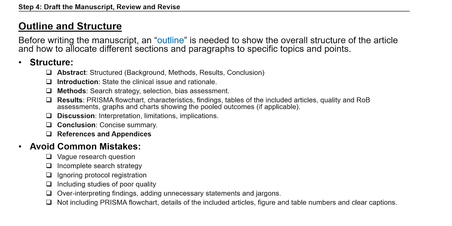We should avoid some common mistakes, and we all have seen this in the literature, even those that are peer-reviewed and published. A vague research question is a killer. Incomplete search strategy, in a way that others cannot reproduce what you have already done. Ignoring to register the protocol. Including studies of poor quality. Sometimes when the number of studies that are found is small, some authors might be tempted to include some poor quality studies, which will affect the whole study, and that should be avoided.